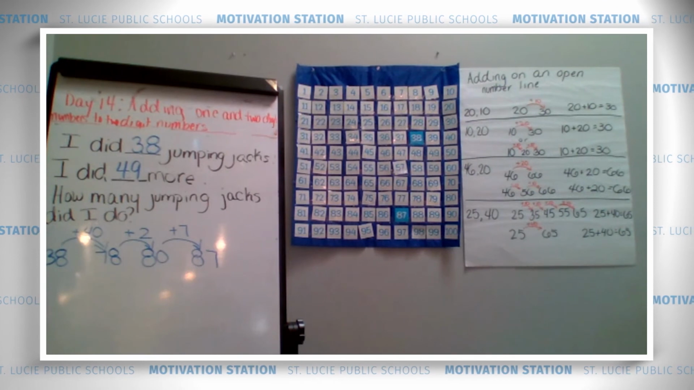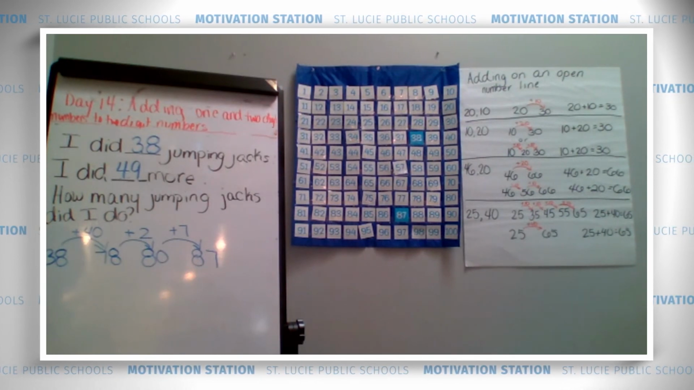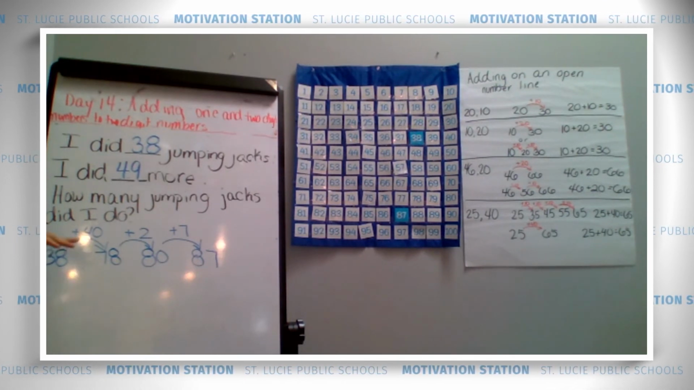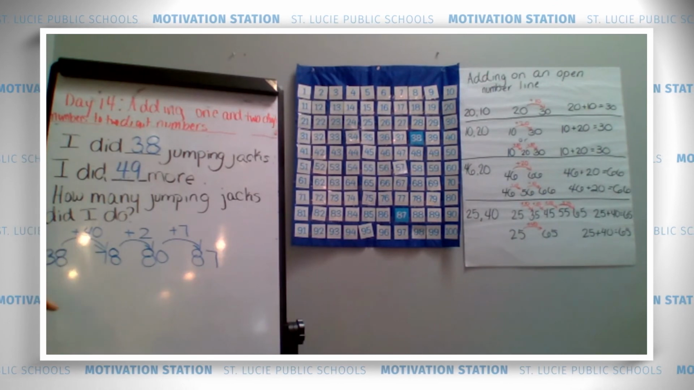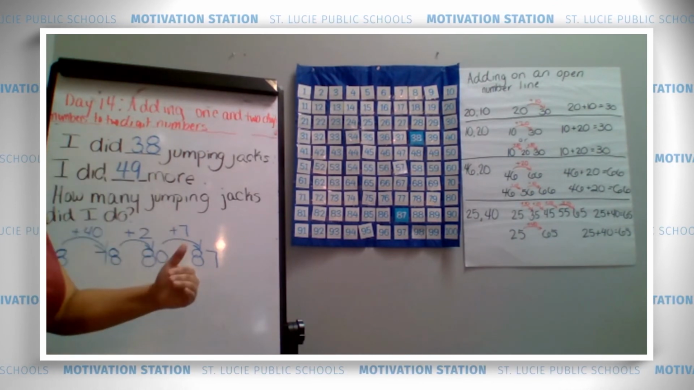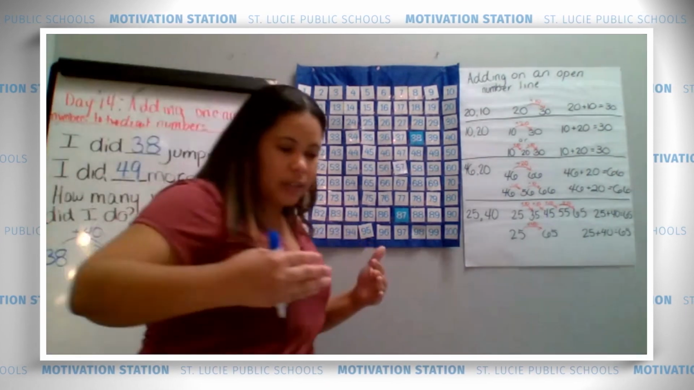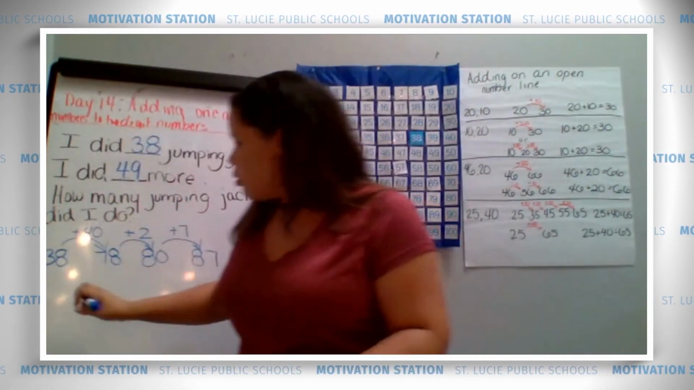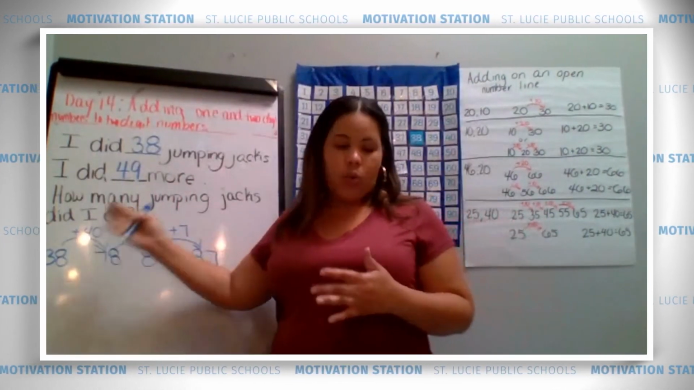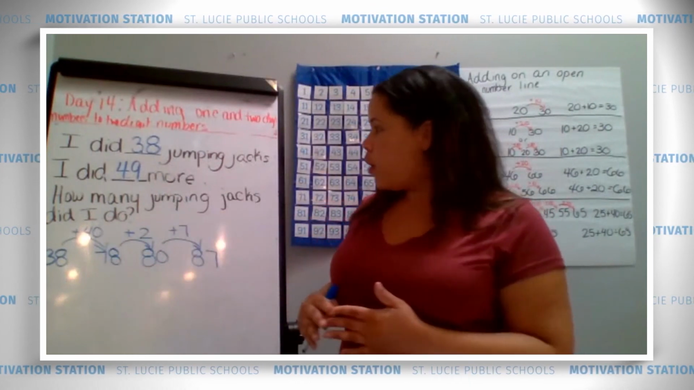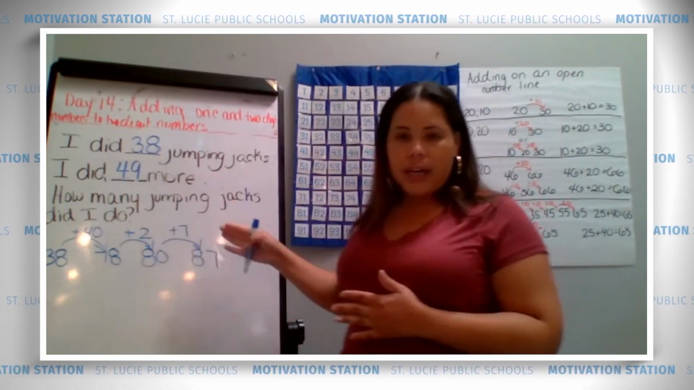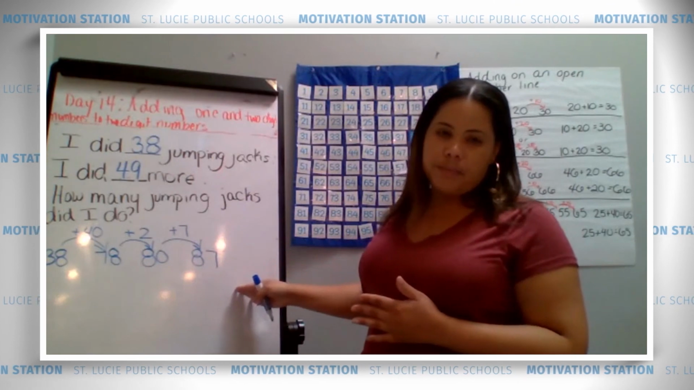We could also do tens. We could say 38 plus 10 makes 48, plus another 10 makes 58, and we can add by tens if we need to, or we can just say 40 or 4 tens. Okay, so our problem is 38 plus 49 equals 87.